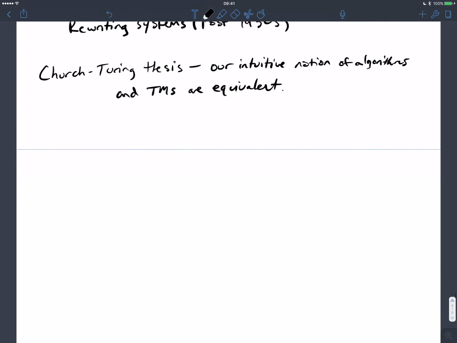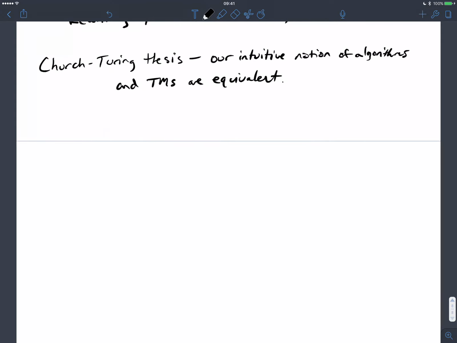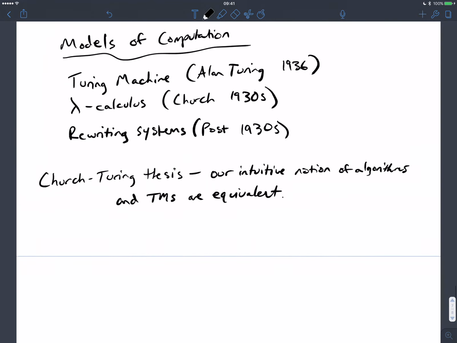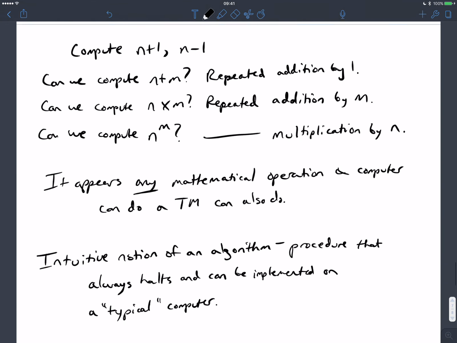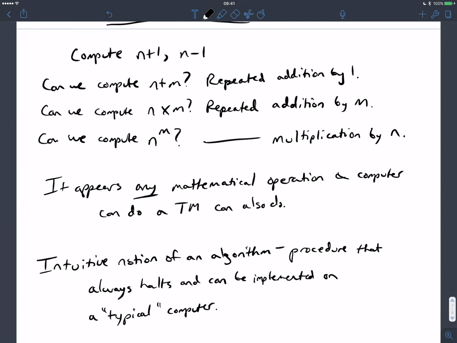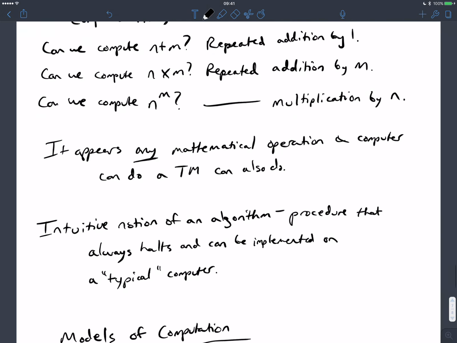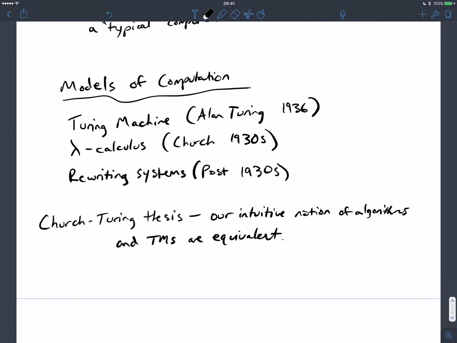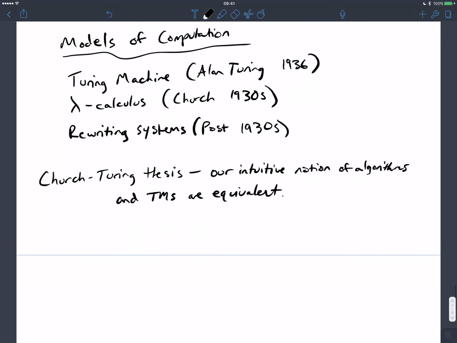So it may very well be that algorithms and Turing machines are not equivalent. Most people don't believe that. Most people believe the Church-Turing thesis because the most fundamental part of an algorithm is simple addition, and Turing machines can do that. And everything else just builds upon that idea of addition. So it seems very true that the Church-Turing thesis is true, but I can't prove that. Okay? Or anyone can't prove that.